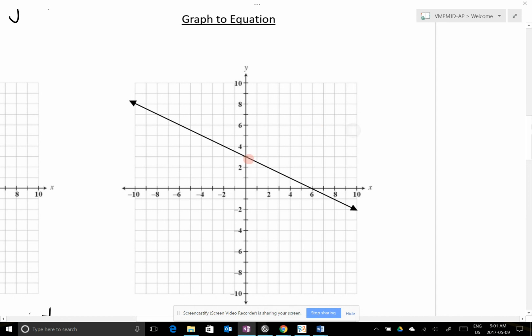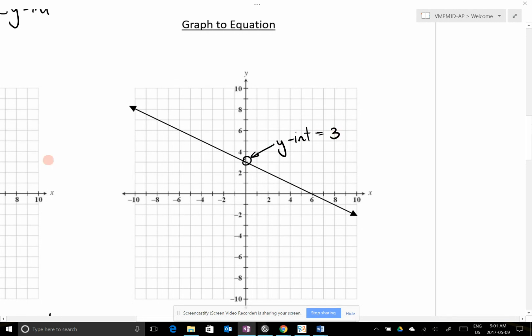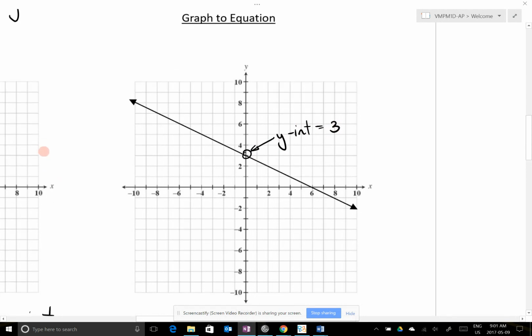Okay, let's look for our y-intercept here. So the y-intercept is equal to positive 3. And then our slope, we need our slope. Let's pick another point we can read. I can read this point down here. So we can create a triangle, just measuring the rise over here and then the run over here.